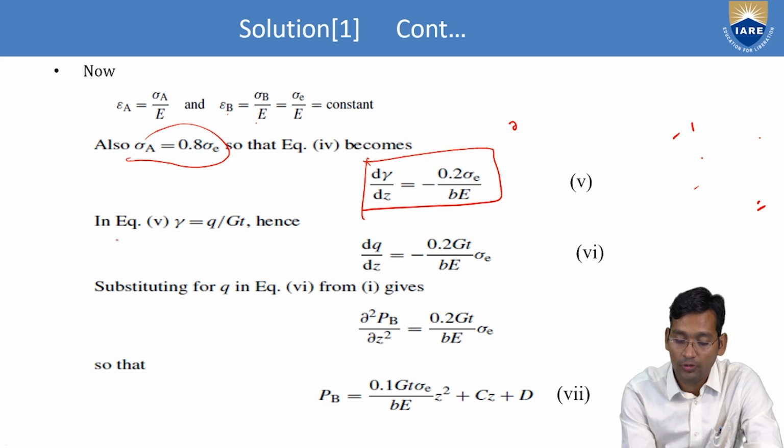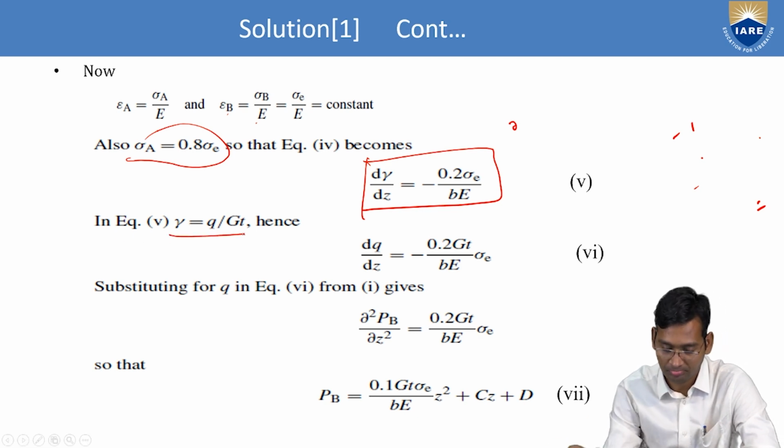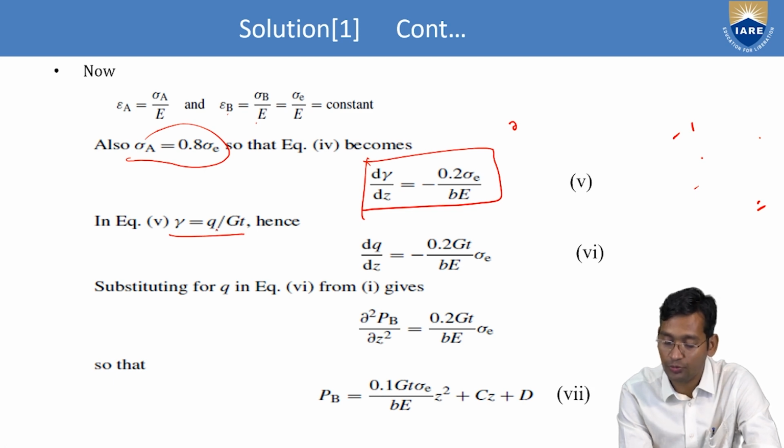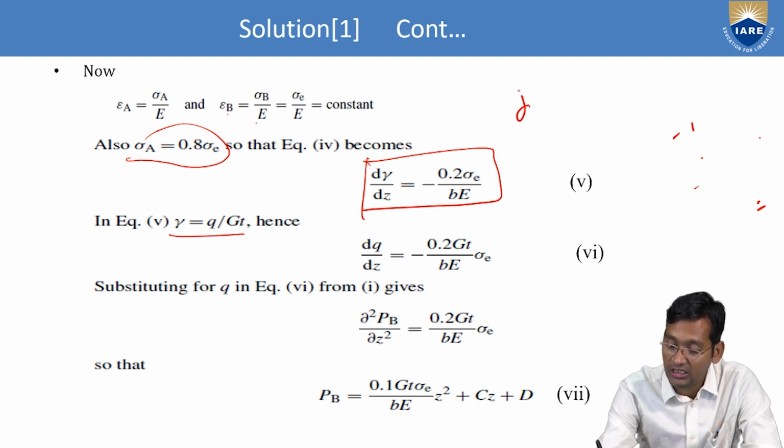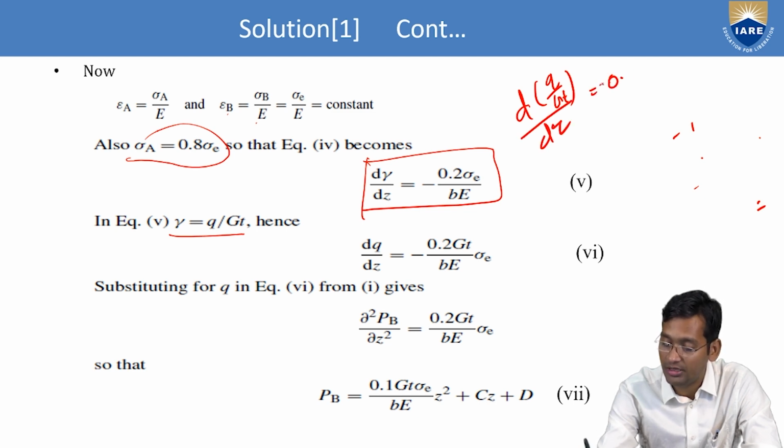Okay. So now equation 5, put gamma equals Q by GT. So gamma equals, if you put here Q by GT, then d(Q/GT)/dz is equal to 0 minus 0.2 sigma E by BE. GT is constant, so we can take it out and simplify here.